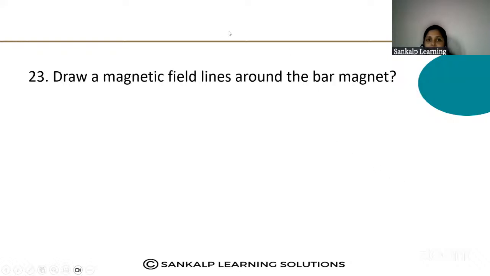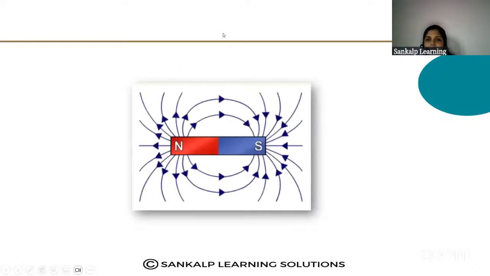Next question. Draw the magnetic field lines around a bar magnet. You should draw the diagram of the magnetic field lines around the bar magnet. The diagram should be like this. You should draw the bar magnet and mention the north and south poles.